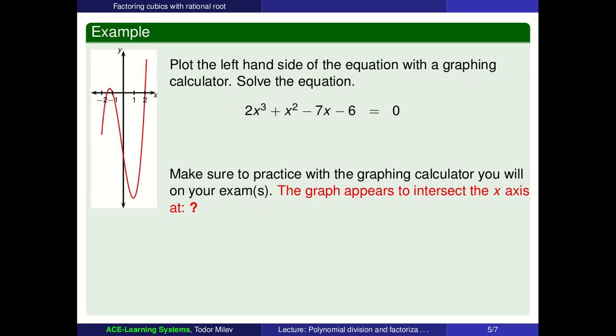So the graph appears to intersect the x-axis where? Well, this number here looks like the number 2. This number here looks like the number -1. And this appears to be halfway between -1 and -2. But it's difficult to tell for sure. But one could guess with some certainty that the three intersections are at -1.5, -1, and 2.